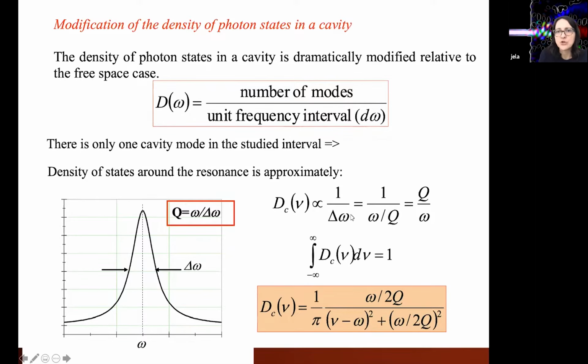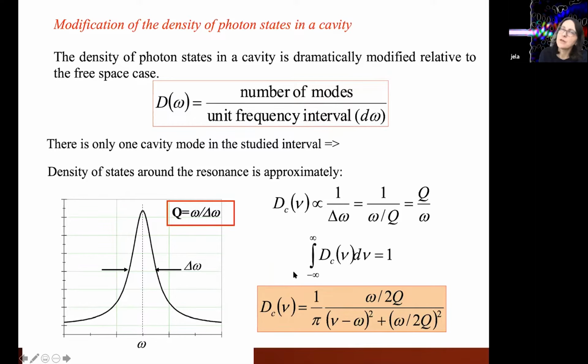So, if you look at this simple expression for density of optical states, you can say I have one mode per delta omega, roughly, that's order of magnitude. And delta omega is omega over Q, so the density of optical modes scales as Q over omega. So by increasing Q, you will be increasing the density of optical modes.